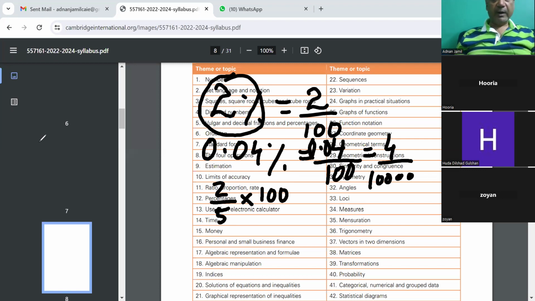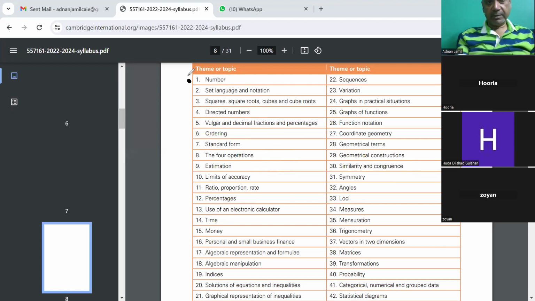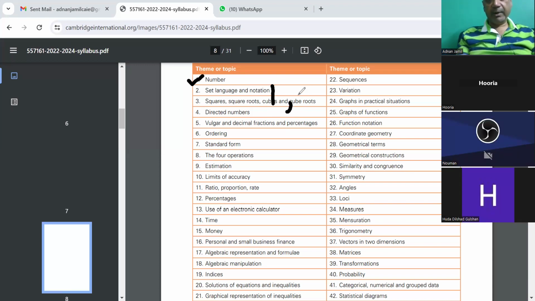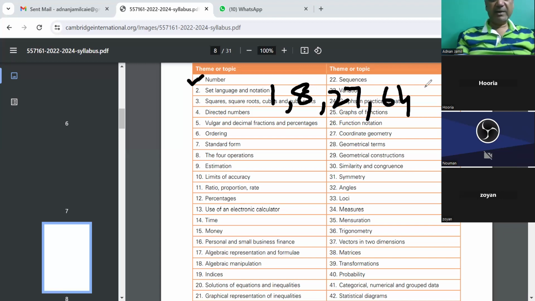Acha, all sorts of numbers are there. We should know what square numbers and cube numbers are. I'm discussing the first one, numbers. If I say cube numbers, they are the perfect cubes of whole numbers. The cube of 1 is 1, the cube of 2 is 8, then 27, 64. So these are the cube numbers. If we talk about the square numbers, they are 1, 4, 9, 16.